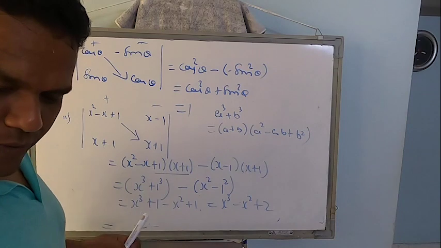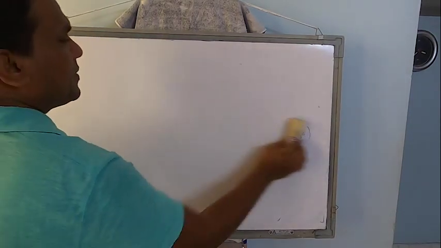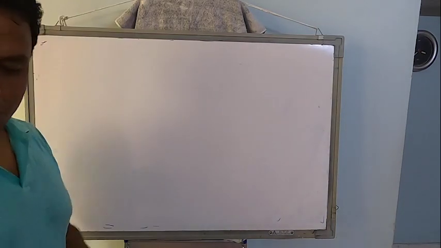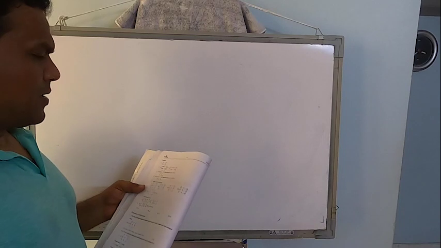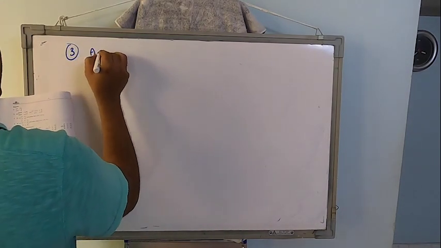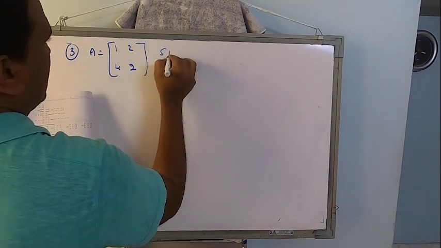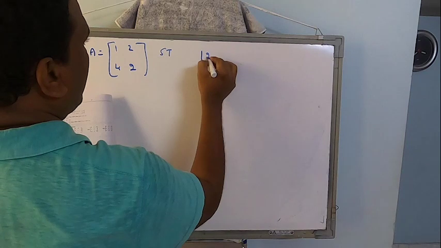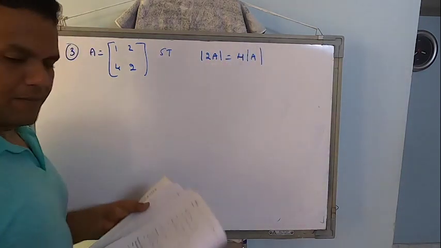So let's go for the next one, okay. Problem number 3. So what is in problem number 3? They're asking something, okay. This problem is asked many number of times. Problem number 3: A is a matrix 1, 2, 4, 2. Show that determinant of 2A is equal to 4 multiplied by determinant A.